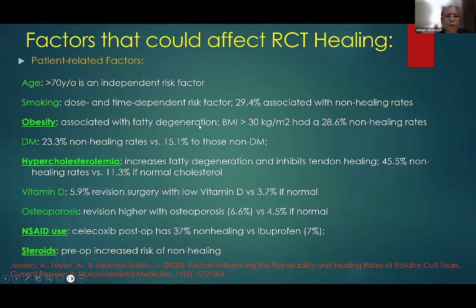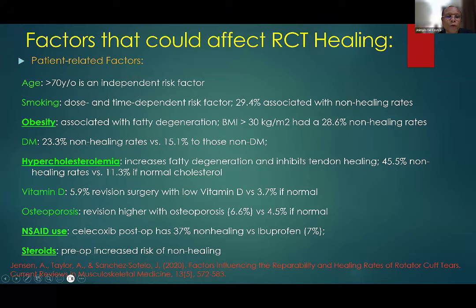Obesity is also associated with fatty degeneration, with a BMI more than 30 kilograms per meter squared, with 28.6% non-healing rates. The presence of diabetes as compared to those who are non-diabetic is, look at this, 23.3% versus 15.1%. The presence of hypercholesterolemia, where there is an increased fatty degeneration, and it inhibits tendon healing. Can you imagine?